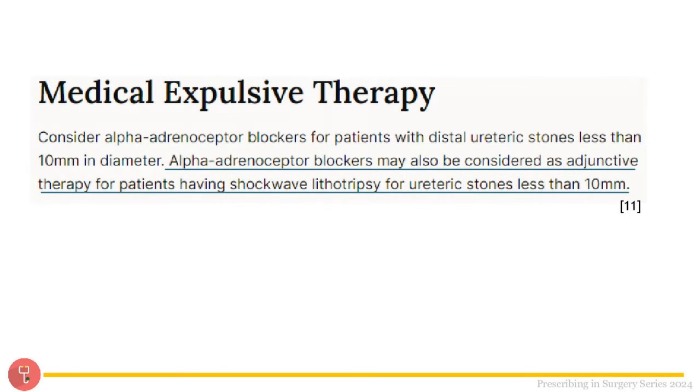So this is just from the BNF showing you that alpha adrenoreceptor blockers can be considered as an adjunctive therapy for patients having shockwave lithotripsy for ureteric stones less than 10 millimeters. And he's undergoing shockwave lithotripsy for a distal ureteric stone that is 7 millimeters in diameter. I hope that makes sense. Any questions for this scenario?